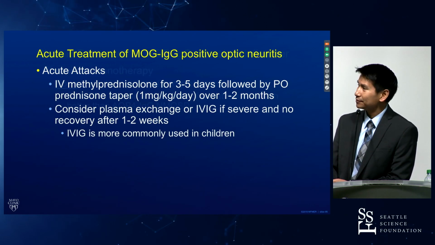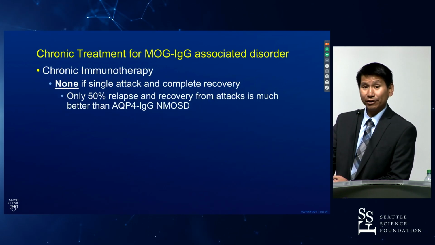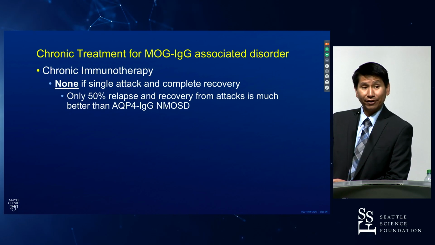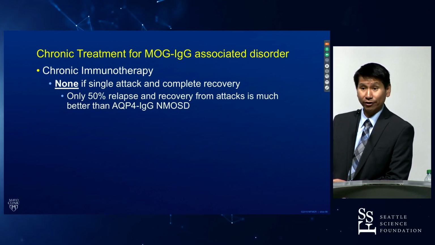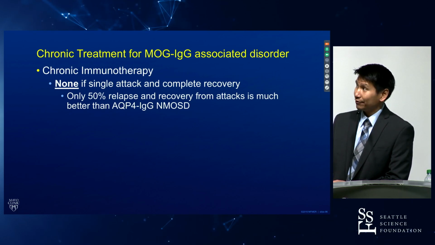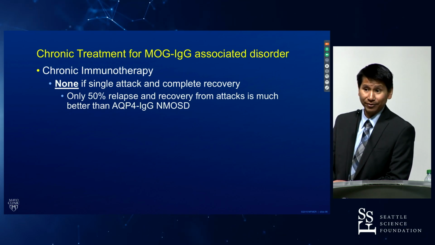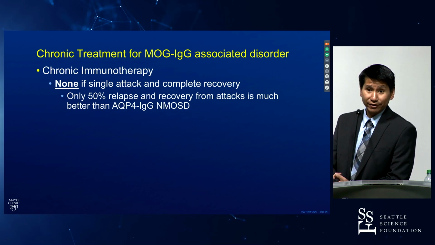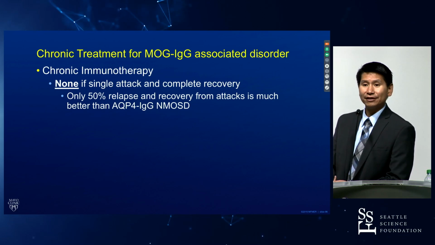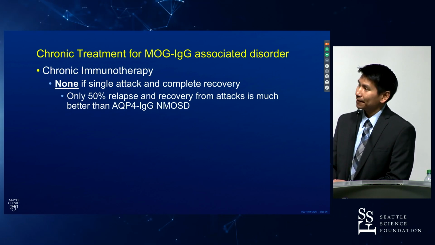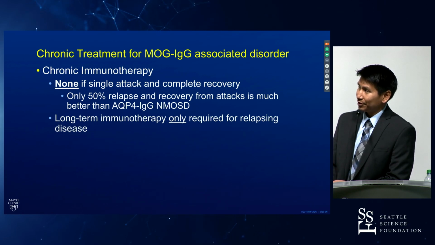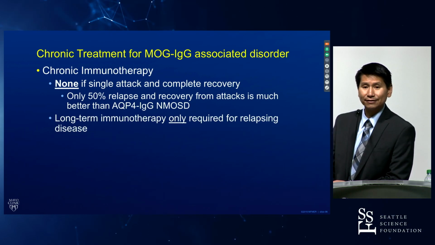The other big difference from aquaporin 4, we talked about with aquaporin 4, every patient needs to be on chronic immunotherapy. For MOG, if they've got a single attack with complete recovery, we're not putting any of them on chronic immunotherapy because only 50% are going to relapse. And even if they do relapse, the outcomes are typically good. And so typically we reserve long-term immunotherapy for relapsing disease. So again, another difference from aquaporin 4.